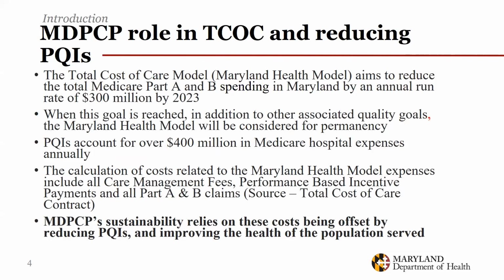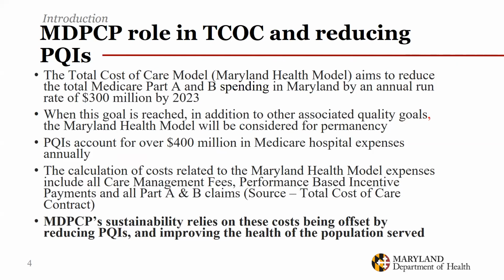Well, it comes to our attention, and has been known for a long time, that if we're going to reduce hospital spending, one of the prime targets would be reducing that hospital spend that is better cared for in the ambulatory setting. And we know that PQIs, these ambulatory sensitive conditions, account for over $400 million in Medicare hospital spend on an annual basis in Maryland alone.